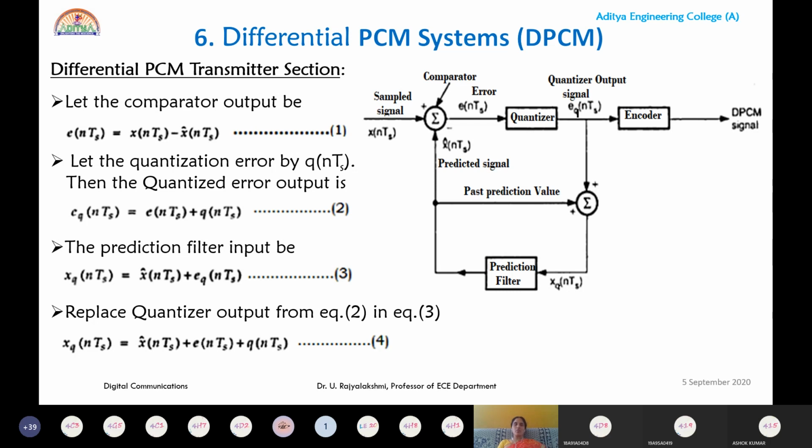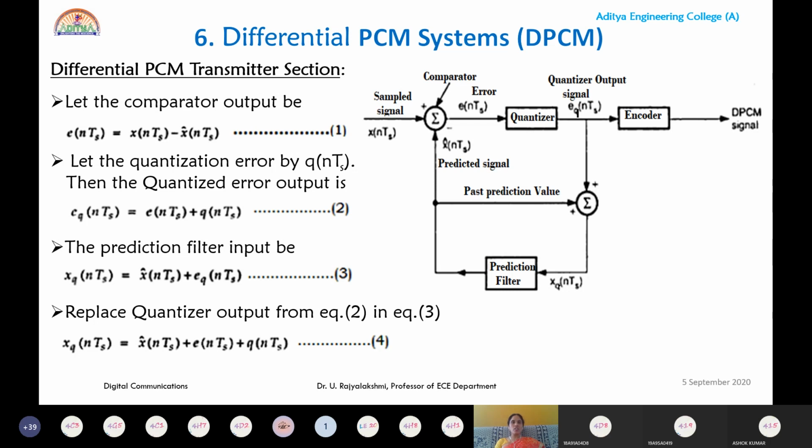Okay, and the difference is provided by the comparator. So what will this comparator do? The comparator will take the difference between the sample signal and the predicted signal. So x of nTs minus x cap of nTs is nothing but the error e of nTs. The same thing we represented in equation 1.